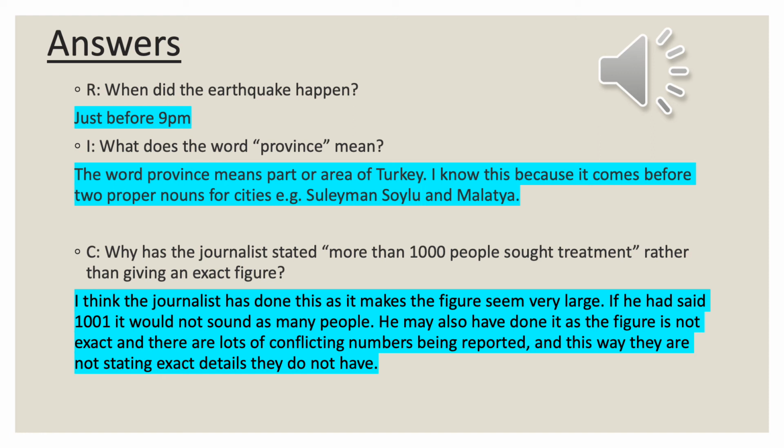So it's really important that journalists state facts. So if they are having different hospitals tell them different amounts of people who've been injured, they don't want to state one thing. So if they know roughly between 1,000 and 1,500 people have been injured, they will just say more than 1,000 rather than giving the exact figure so that their details are not wrong.